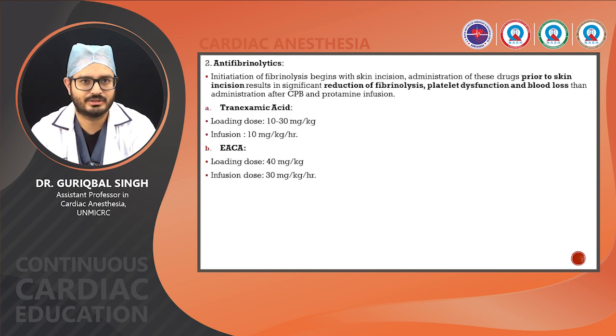Then antifibrinolytics. Initiation of fibrinolysis begins with skin incision. Administration of these drugs prior to skin incision results in significant reduction of fibrinolysis, platelet dysfunction and blood loss than administration after CPB and protamine infusion. Loading dose of tranexamic acid is 10 to 30 mg per kg and infusion is 10 mg per kg per hour, while epsilon aminocaproic acid loading dose is 40 mg per kg and infusion is 30 mg per kg per hour.